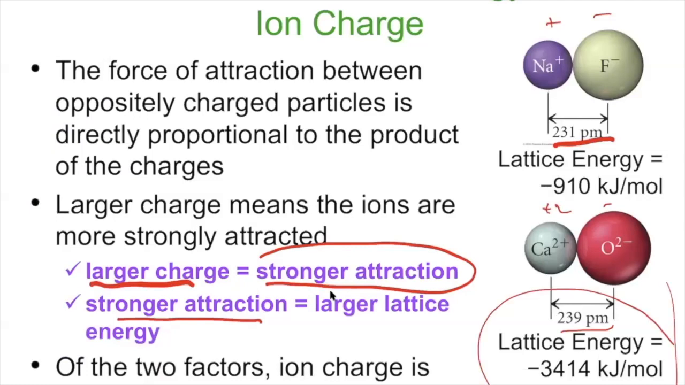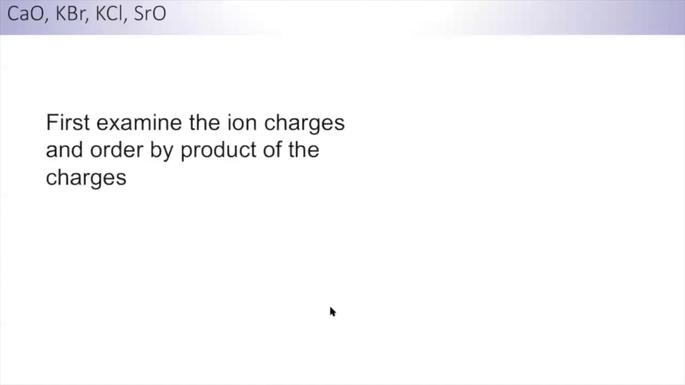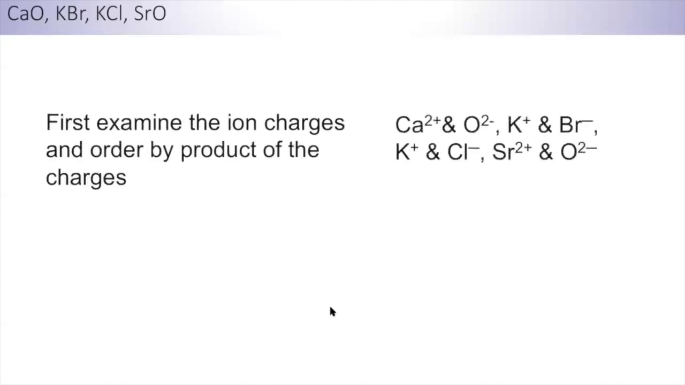Now, how would I ask you a question on the exam? I will ask you something like this: order the following ionic compounds in order of increasing magnitude of lattice energy. The first thing you want to do is examine them and separate them into two groups.